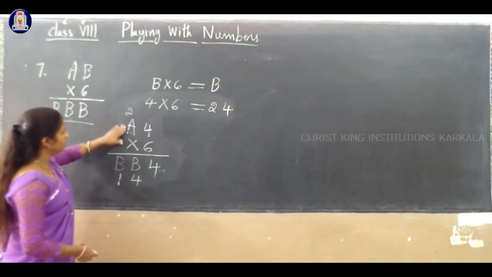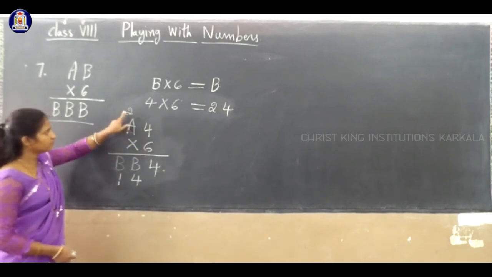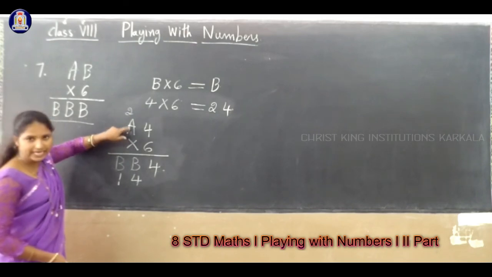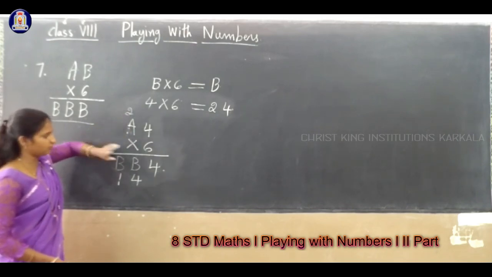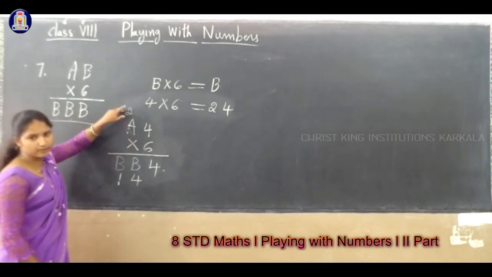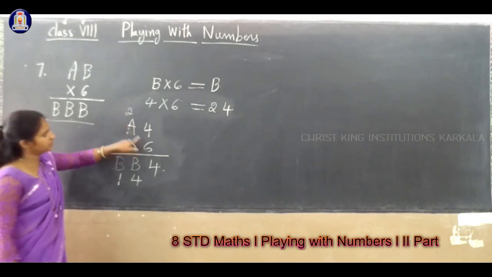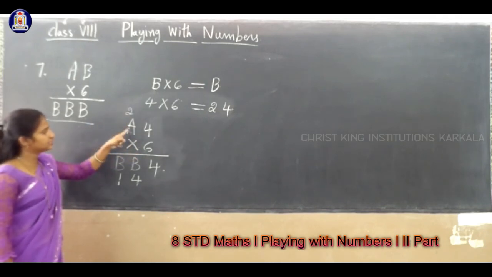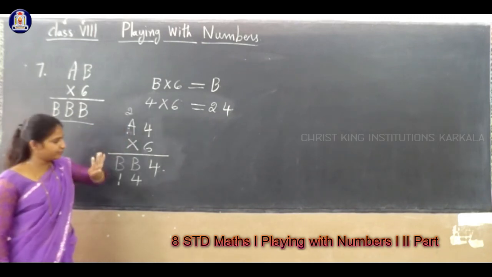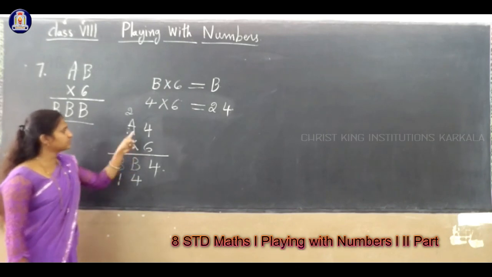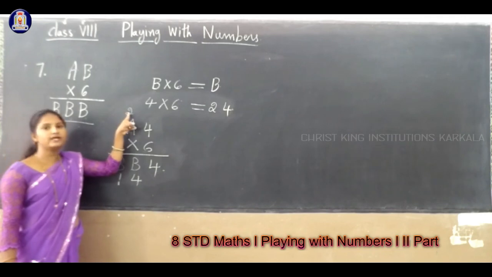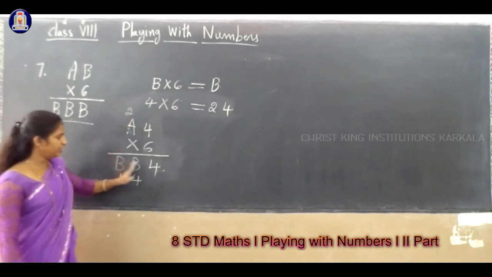Next, if you consider 6 3s are 18, 18 plus 2 will get 20. That is also not possible. 6 4s are 24, 24 plus 2 will get 26. Not possible. 6 5s are 30. It's not possible. 6 6s are 36 plus 2 is 38. No, we should get 4, right? Now 6 7s are 42, 42 plus 2 will get 44.